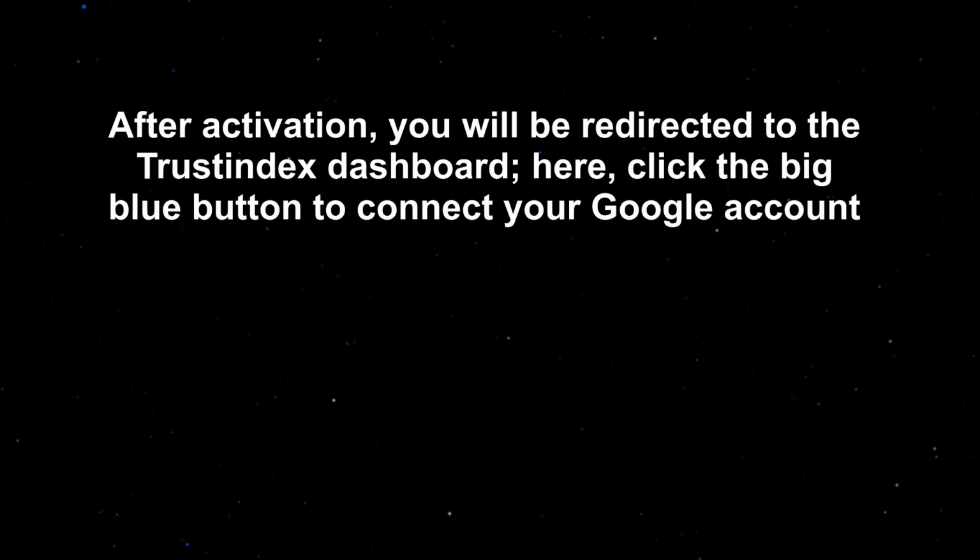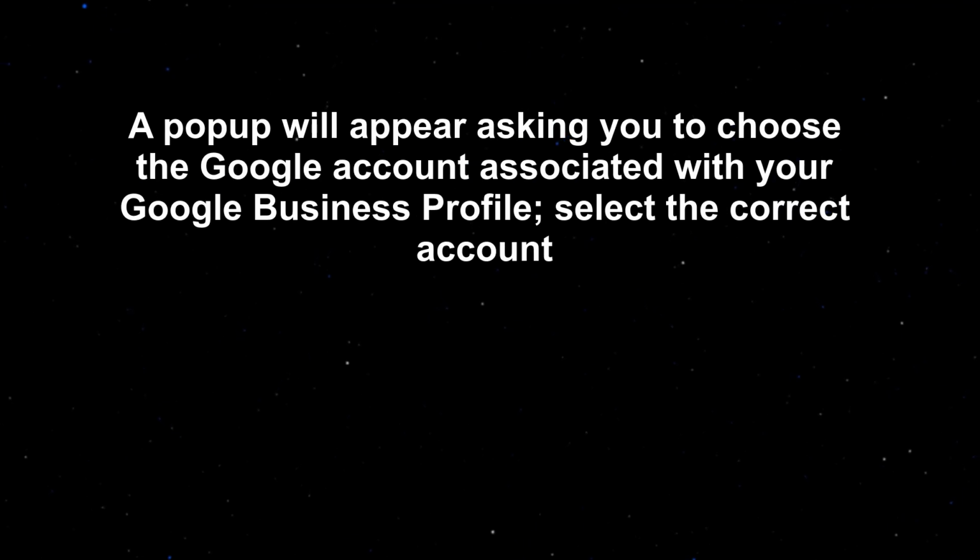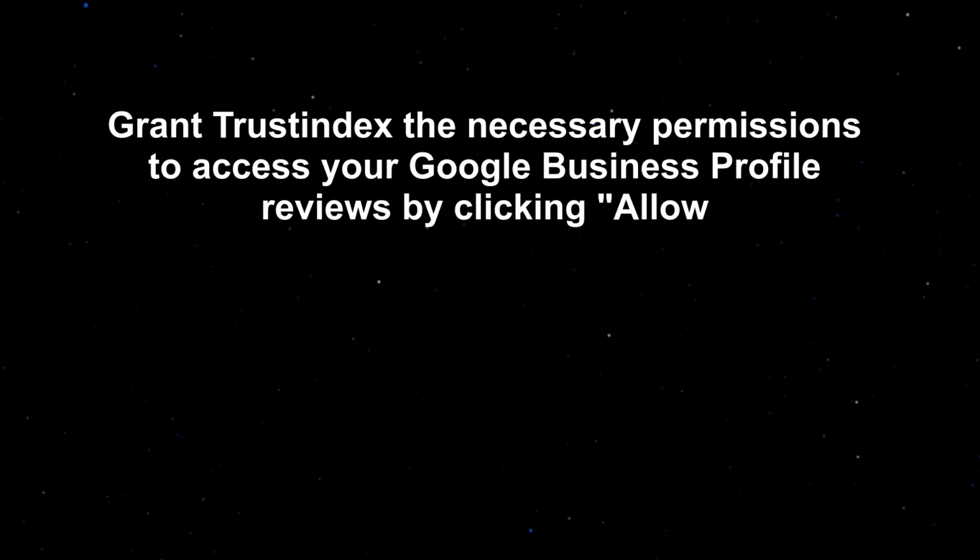After activation, you will be redirected to the TrustIndex dashboard. Here, click the big blue button to connect your Google account. A pop-up will appear asking you to choose the Google account associated with your Google business profile. Select the correct account. Grant TrustIndex the necessary permissions to access your Google business profile reviews by clicking Allow.